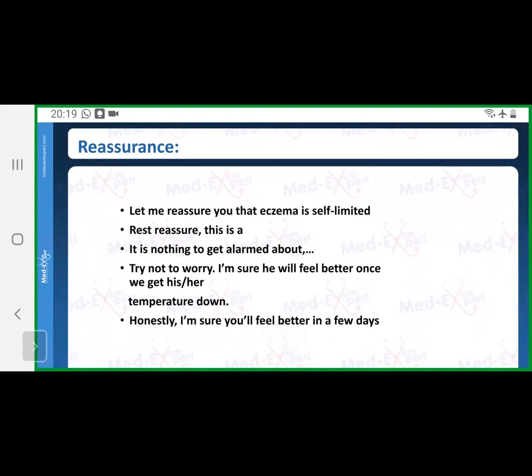Then the next very important thing is reassurance. For example, if the patient is suffering from some disease and you offer some medical management, for example a drug that can be very beneficial in that disease, the patient is going to ask, will this medication help me, or will this disease be fine soon? You can say, let me reassure you that this disease is self-limited. So you have to reassure the patient, and provide comforting words which will console the patient in his agony and pain.